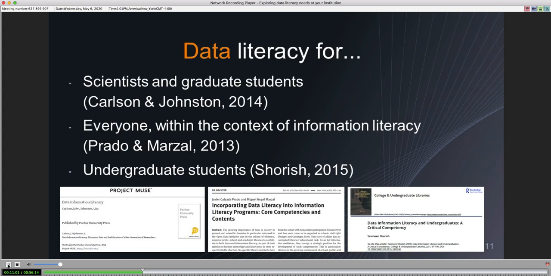Several publications have informed our thinking on this topic, and all of the citations mentioned on this slide are also provided in full on our references slide at the end. Some of you might be familiar with the Data Information Literacy Project, the results of which were documented in a monograph edited by Jake Carlson and Lisa Johnston in 2014. The first chapter of that book reprints an article that they initially published in Portal in 2011.